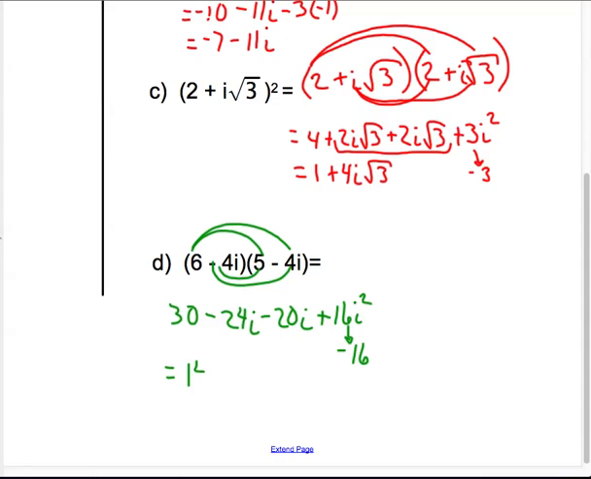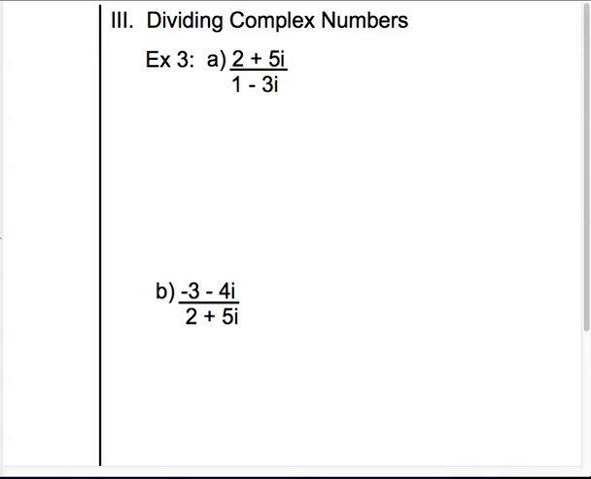30 minus 16 is 14. And combining my terms in the middle, I get negative 44i. Right, so that's multiplying with complex numbers. This last page we're going to look at is dividing with complex numbers.